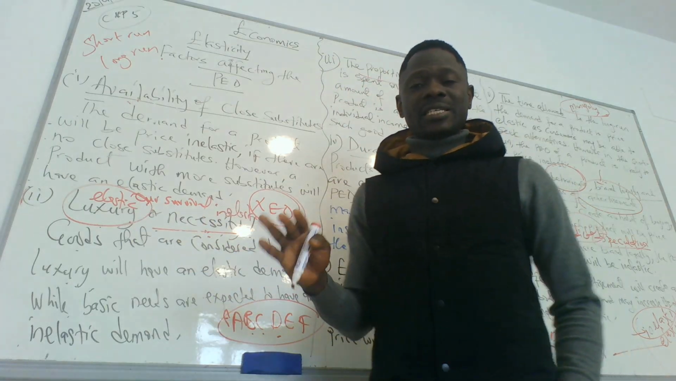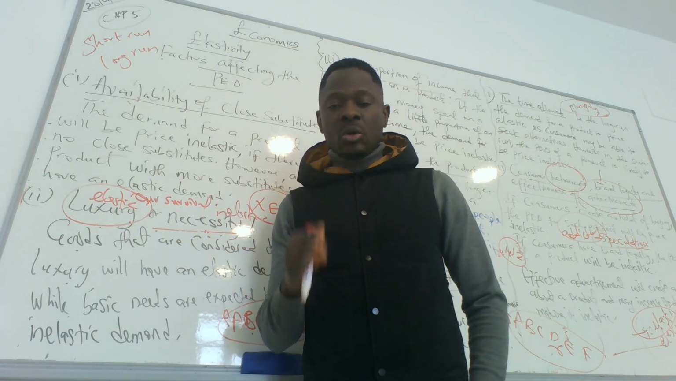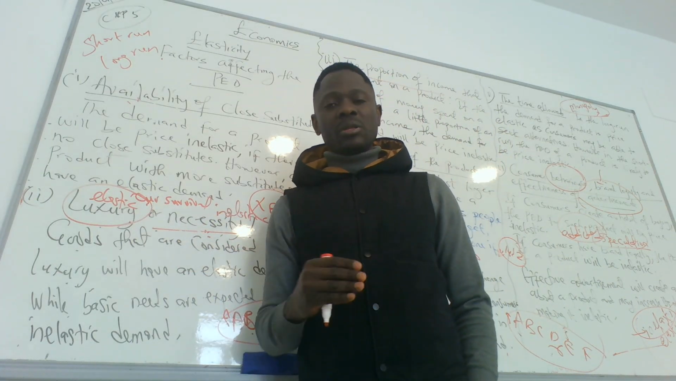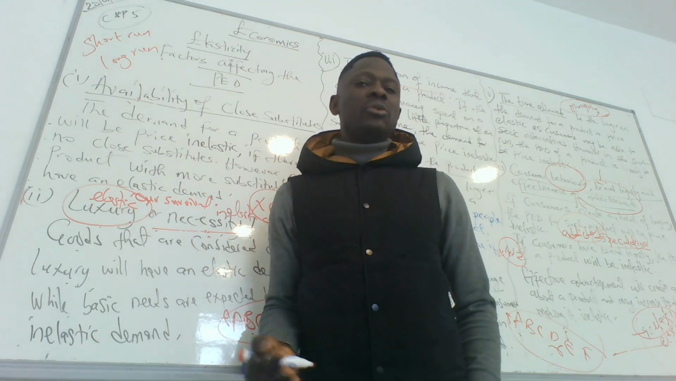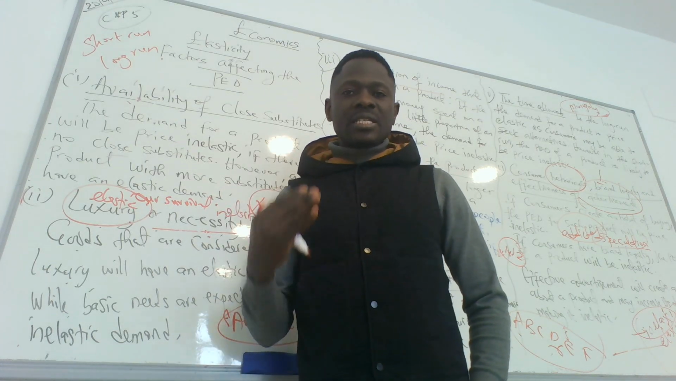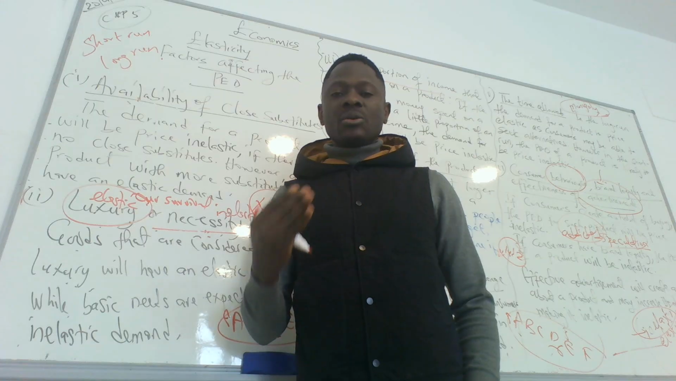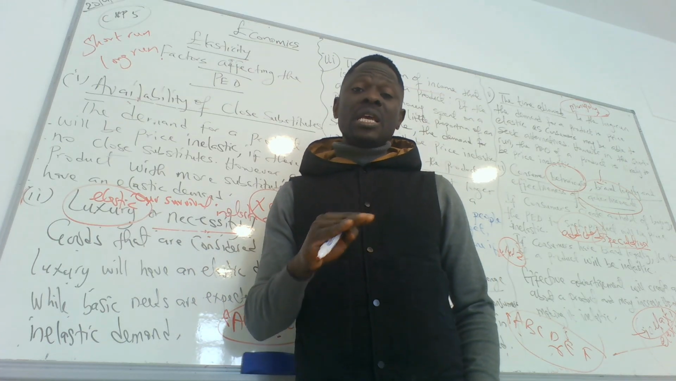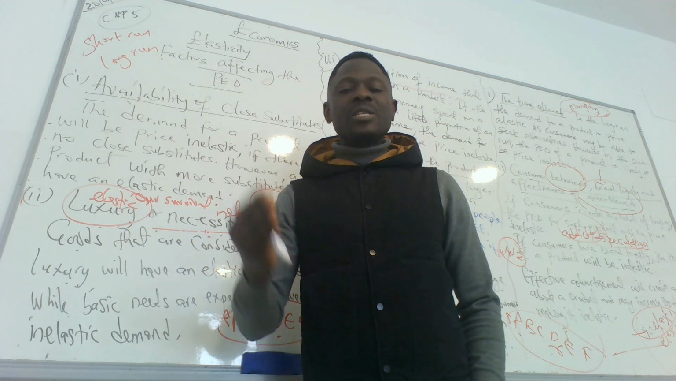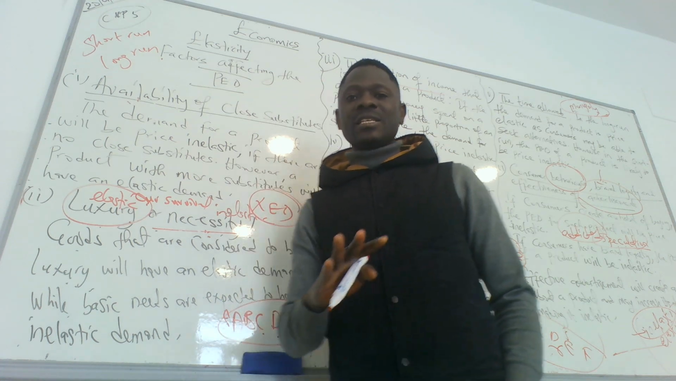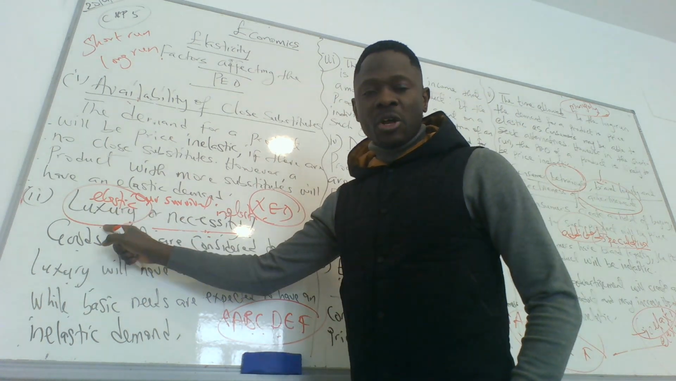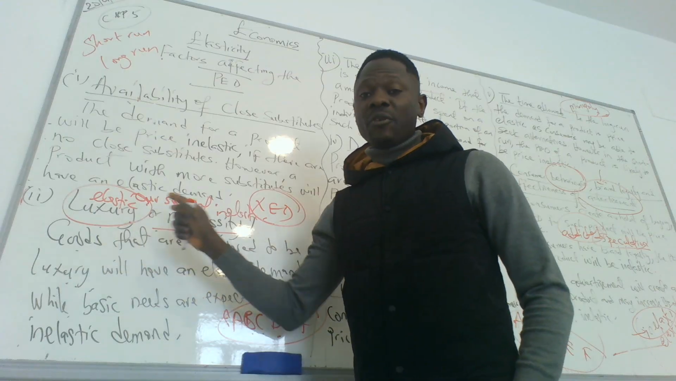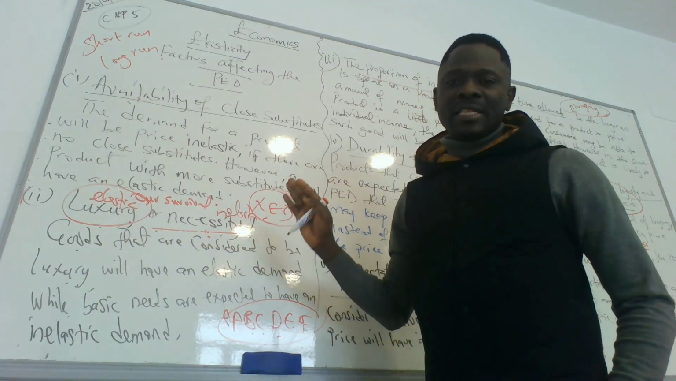And necessities are goods or resources that our living depends upon. Clothing, shelter, food, water. These things are necessities, they are basic needs. So the demand for such products will be price inelastic, which simply means irrespective of the price, consumers will have to buy them because they are necessities. So the PED for luxury goods is price elastic, and for necessities it is price inelastic.